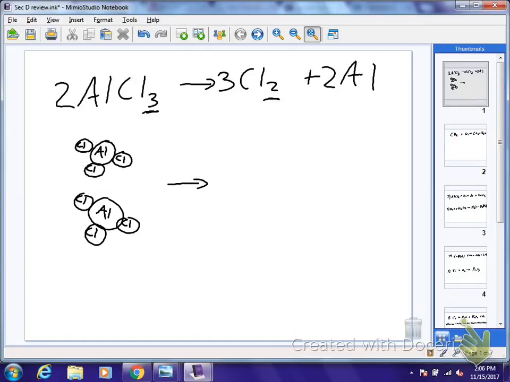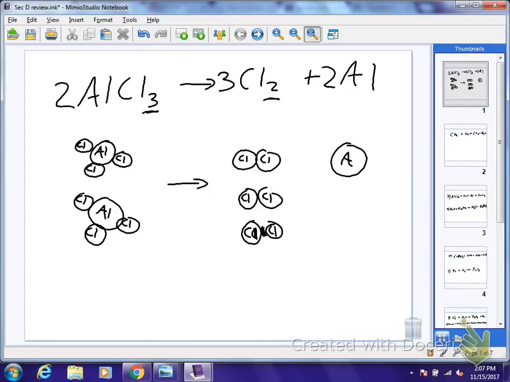Then you got your arrow and then you draw 3 chlorines. Make sure they connect, so they're diatomic. Chlorine's diatomic, ends in I-N-E. It's one of those that would be diatomic. And then you got 2 aluminums. And that's it. That's what you would do for the first one.